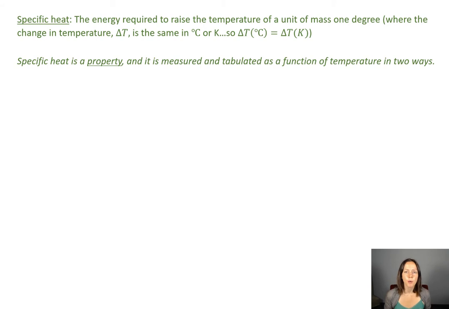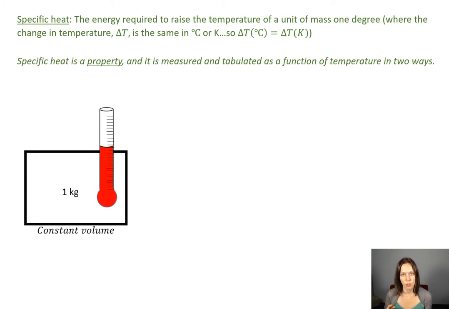This is the energy required to raise a unit of mass 1 degree, and we can express that change in temperature in degrees Celsius or Kelvin. It doesn't really matter since we're talking about a delta T, so it'd be the same numerical value, whichever unit you decided to use. And it's a property. It's dependent on temperature, and it's also dependent on how you measure it. So let's talk about the two ways we can measure it.